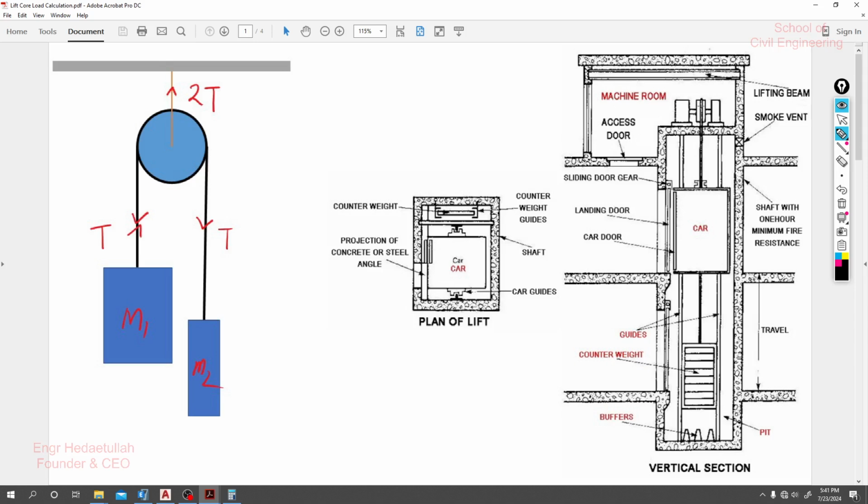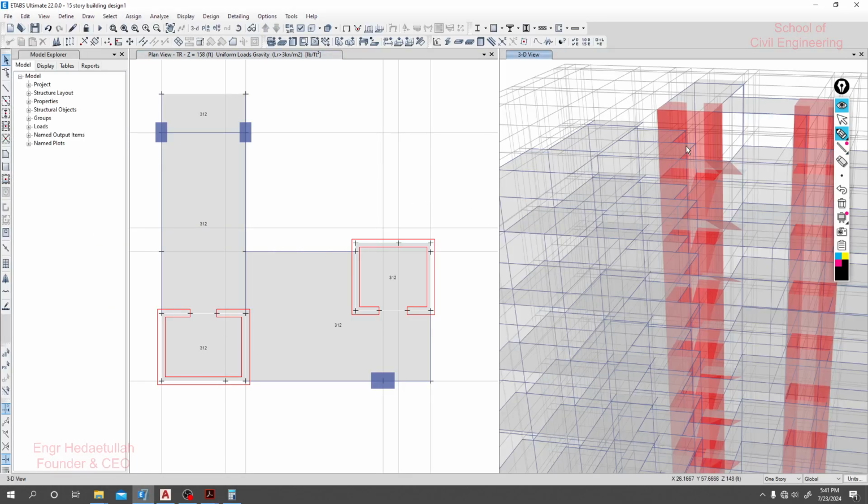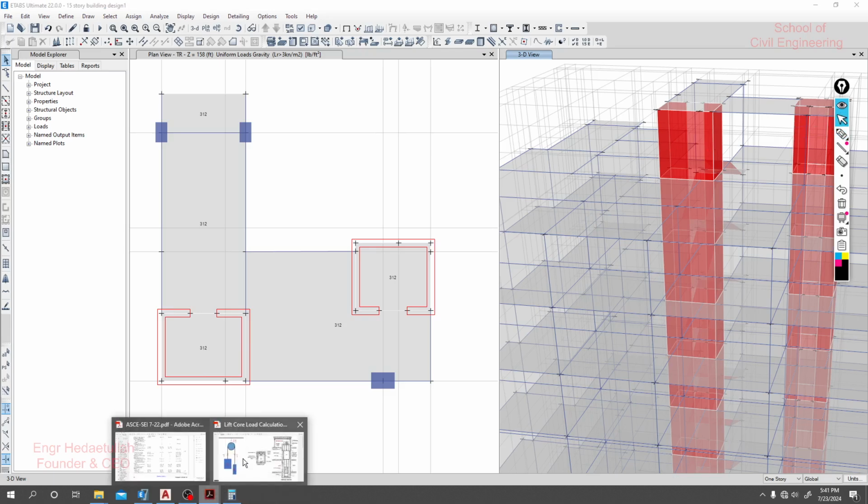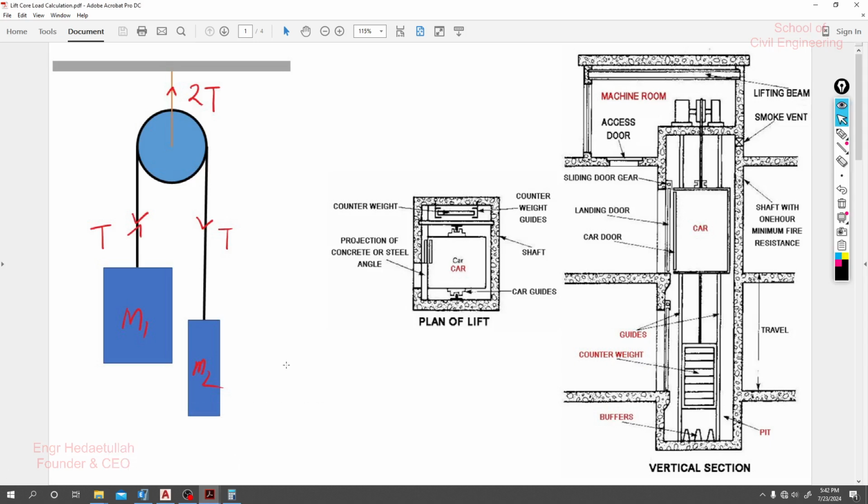Now we'll calculate the total load on that slab. Actually, we'll draw a slab in that portion. Here we'll draw a slab at a certain height, and then we'll apply load on it. So we know lift is a moving element and it has two types of load.